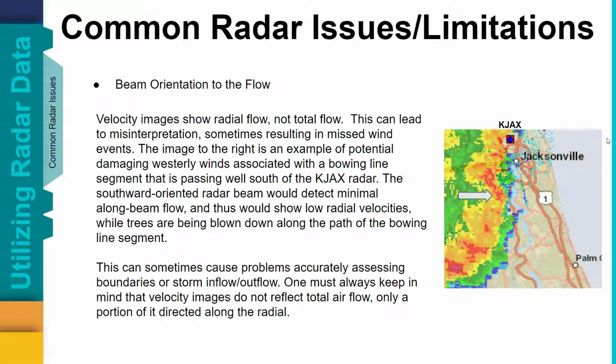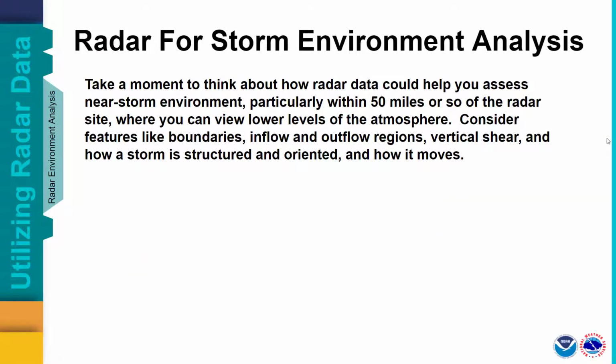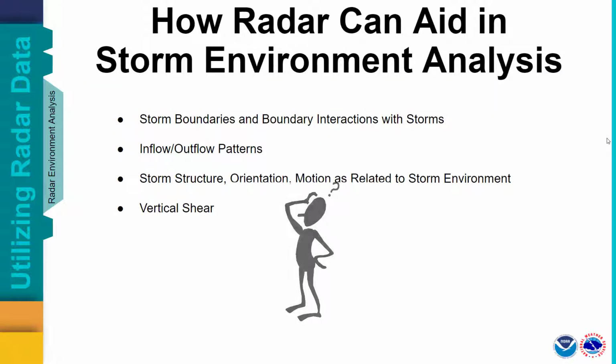This can sometimes cause problems accurately assessing boundaries or storm inflow or outflow patterns. One must always keep in mind that velocity images do not reflect total airflow, only a portion of it directed along the radial. Take a moment now to think about how radar data could help you assess near-storm environment, particularly within 50 miles or so of the radar site where you can view lower levels of the atmosphere. Consider features like boundaries, inflow and outflow regions, vertical shear, and how a storm is structured and oriented and how it moves. Let's focus now on several ways that radar can help you evaluate near-storm environment.